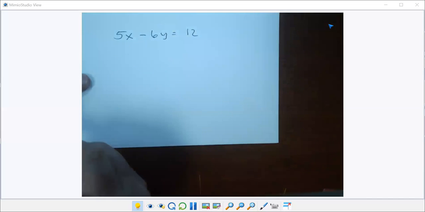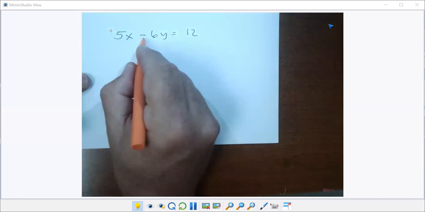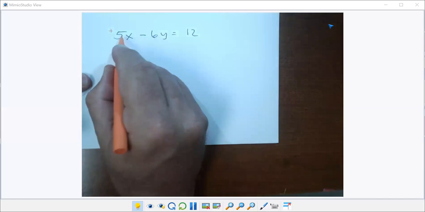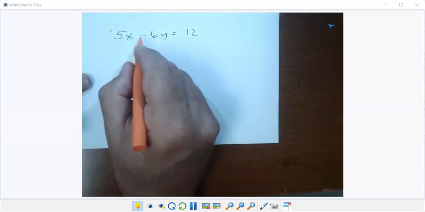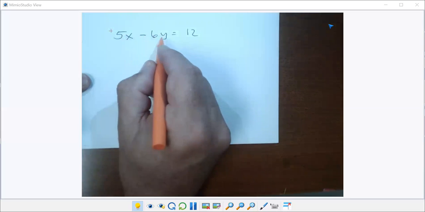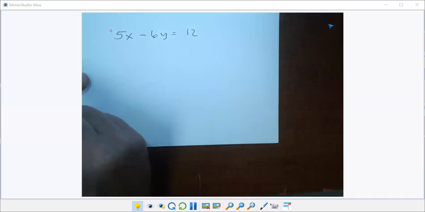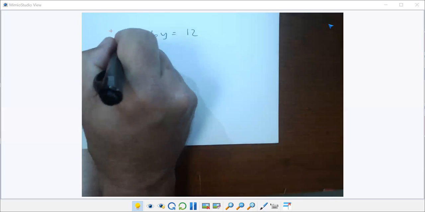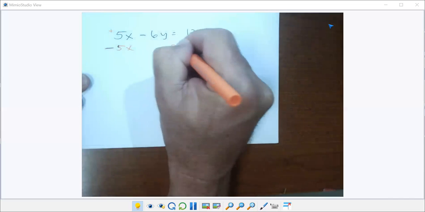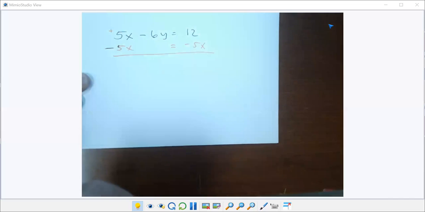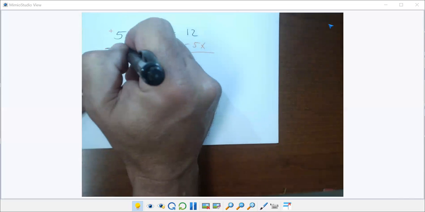So don't forget, if the sign in front is a positive, we don't say that this is being subtracted by 5. The subtract sign goes with the 6, not with the 5. So if you ask yourself, what's the variable? You say y. What's being done to y? It's being multiplied by -6, but y is also being added by 5x. Remember, we moved the x first. So we're going to subtract 5x from both sides of the equal sign. Remember, 5x minus 5x, that's a zero pair.